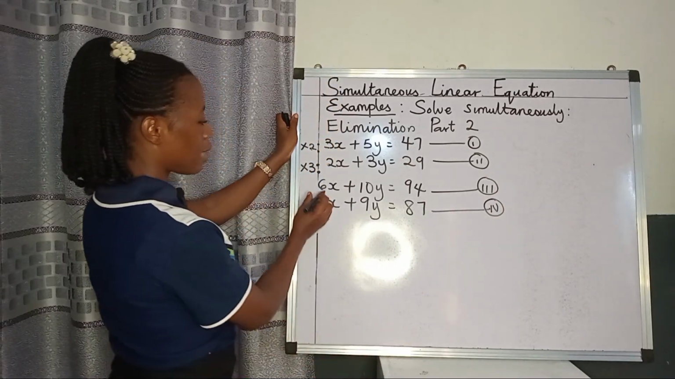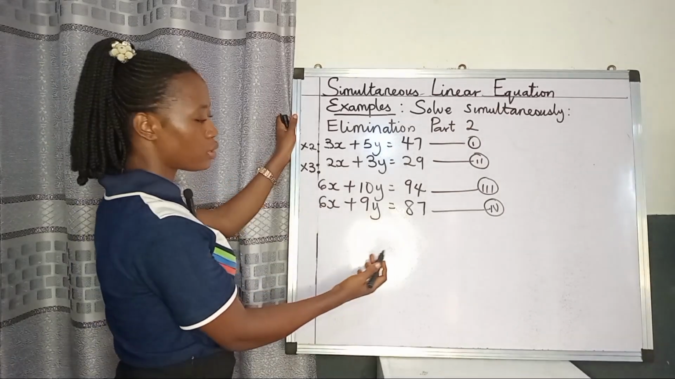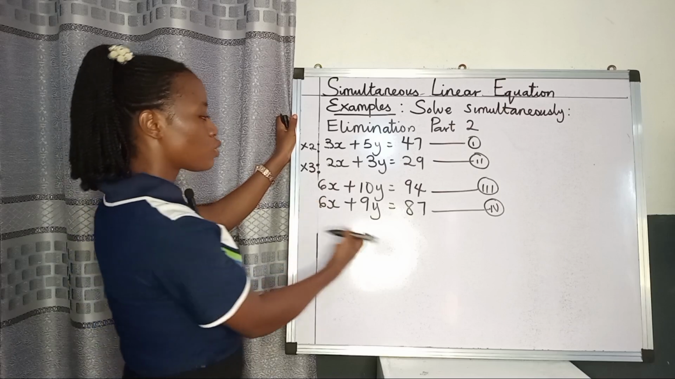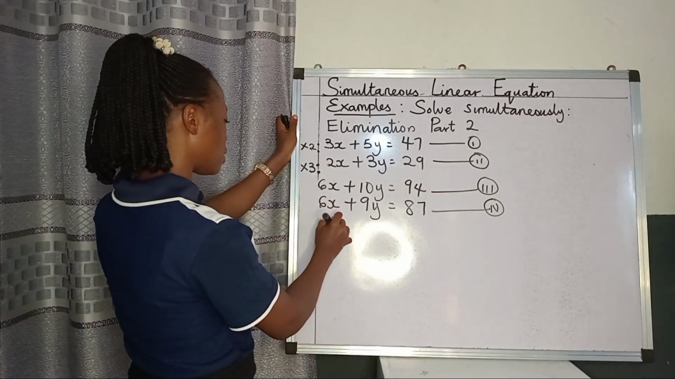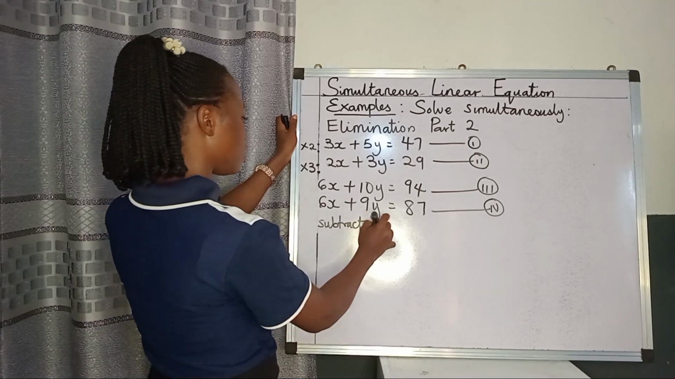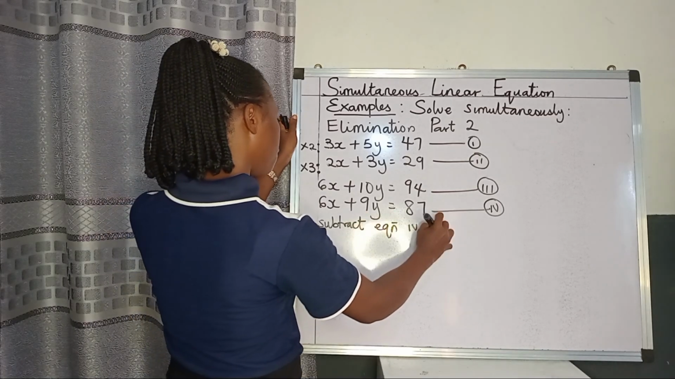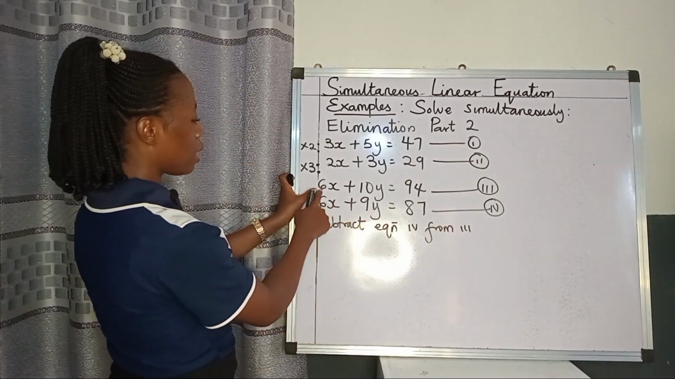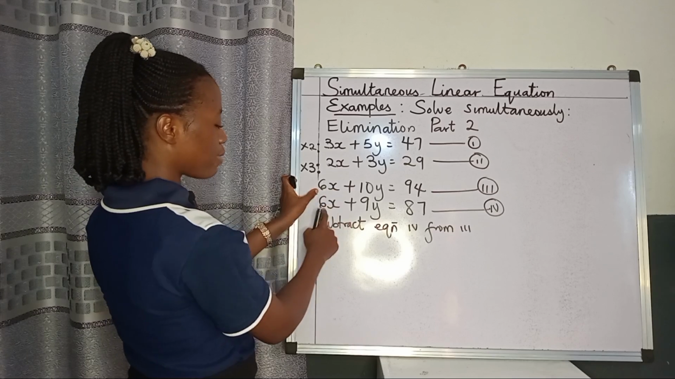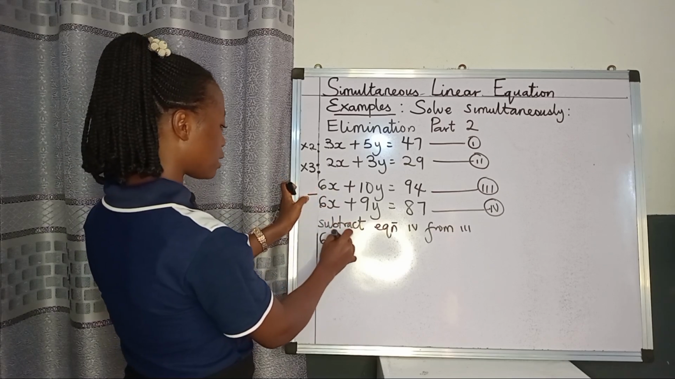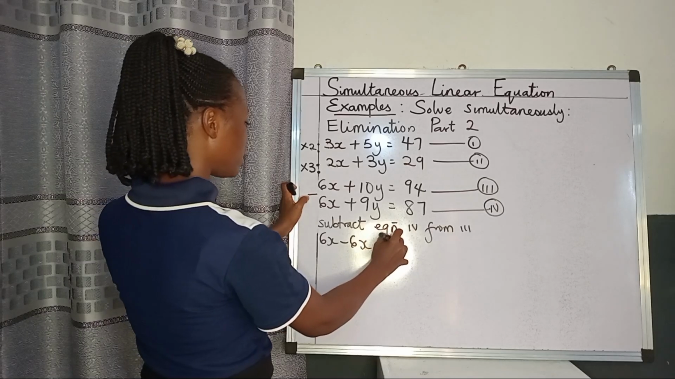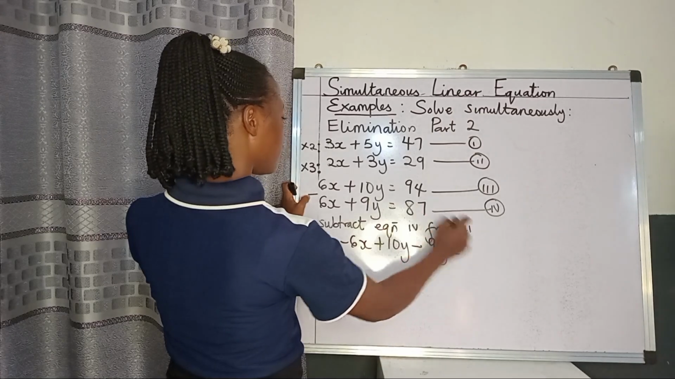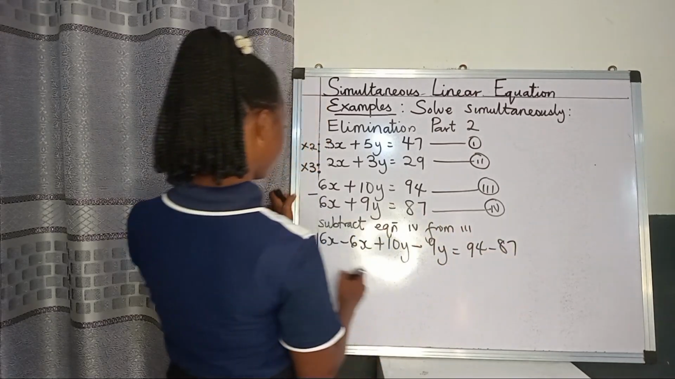Now, if you see, x has the same coefficient in both equations. So we can easily eliminate x. To eliminate x, we simply subtract equation 4 from equation 3, okay? So I'm going to subtract equation 4 from 3. Now we are going to have 6x minus 6x, then positive 10y minus 9y, then you have 94 minus 87.